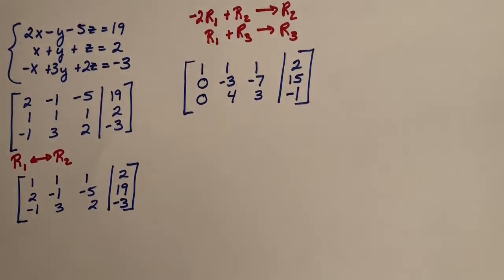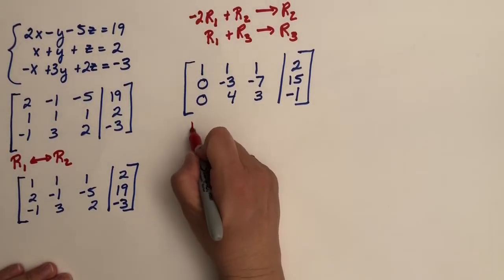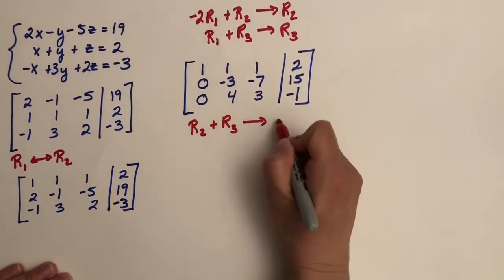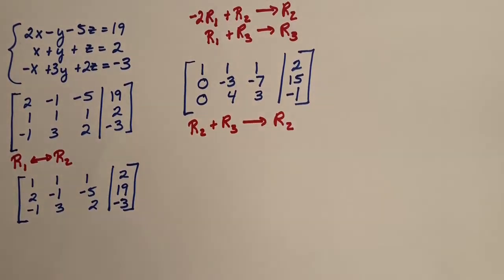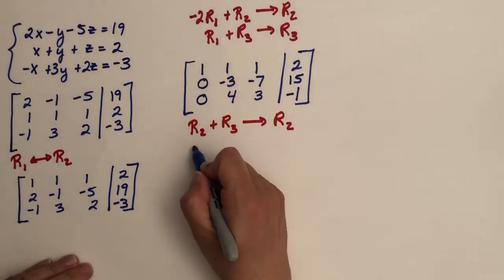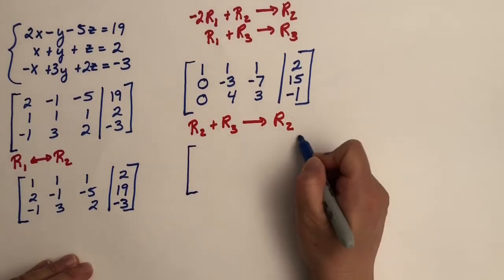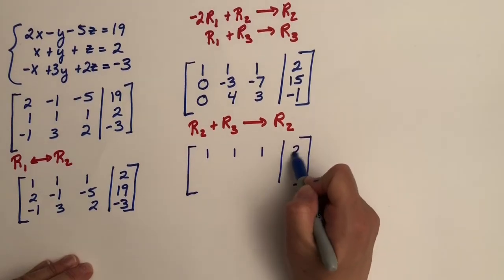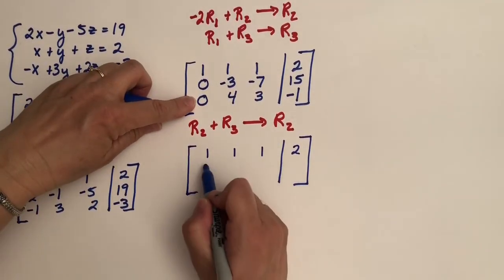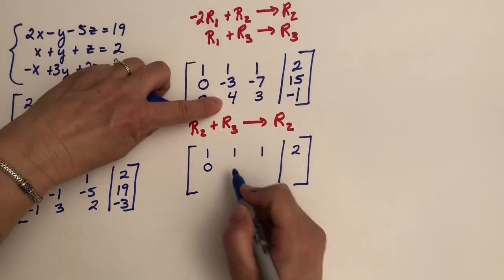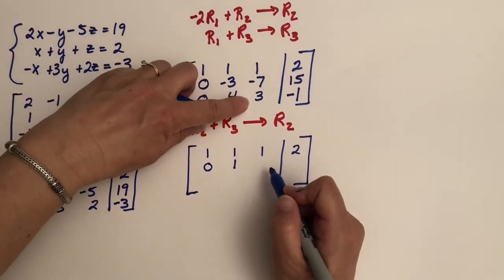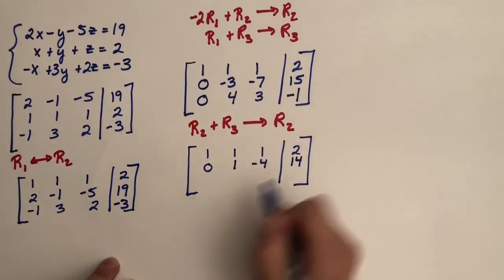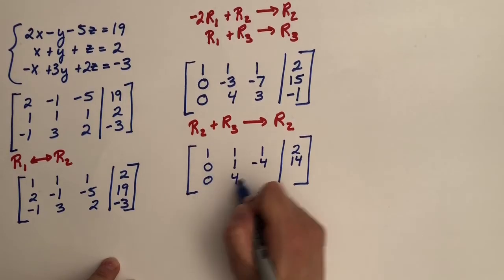So let's do that. So I have row 2 plus row 3, and we're going to put the results in row 2. So here we go. Row 1 is unchanged. So 0 plus 0 is 0. -3 plus 4 is 1. -7 plus 3 is -4. 15 plus -1 is 14. And row 3 is unchanged.